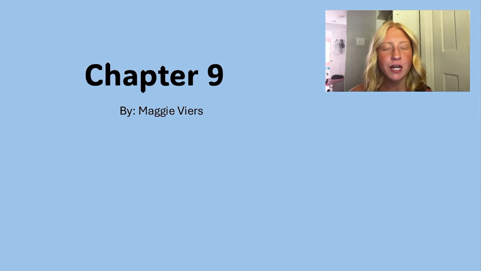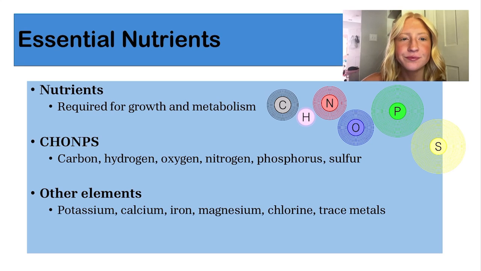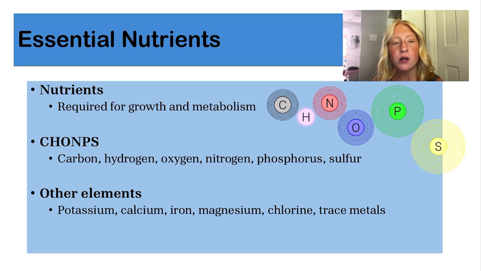And this is my presentation on Chapter 9. So first I'm going to talk about the essential nutrients. Microorganisms require nutrients to sustain their life, and essential nutrients just means what they cannot make on their own. So there are 6 key elements: carbon, hydrogen, oxygen, nitrogen, phosphorus, and sulfur, and these are known as CHONPS, and these are the nutrients that are crucial for most macromolecules.